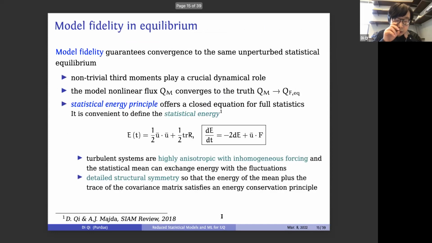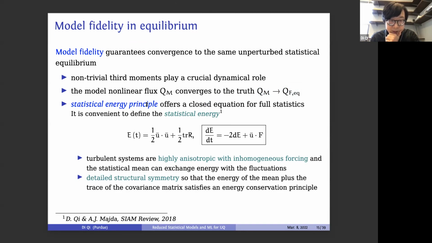To do this, we again separate it into two steps. The first is to guarantee the model fidelity. That is, we need to make sure our imperfect reduced order model will be able to converge to the unperturbed statistical equilibrium when there's no perturbation to the system. And this requires the convergence of the model flux term to the true model equilibrium.